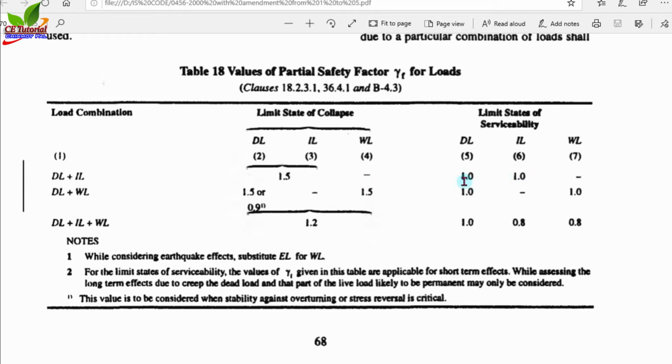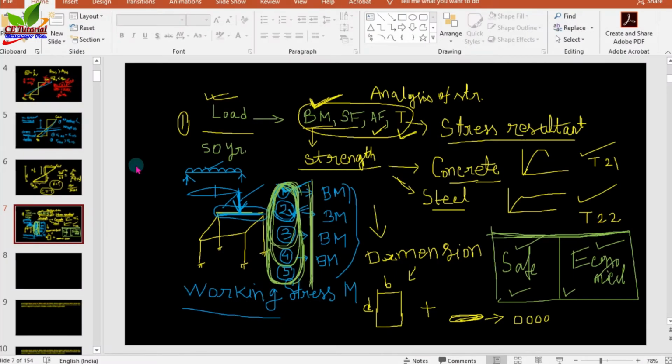And for those cases, you can see for limit state of serviceability, the factor is 1. That means we are considering that amount of load which is coming on the structure in the service lifespan of the beam or of the structure.